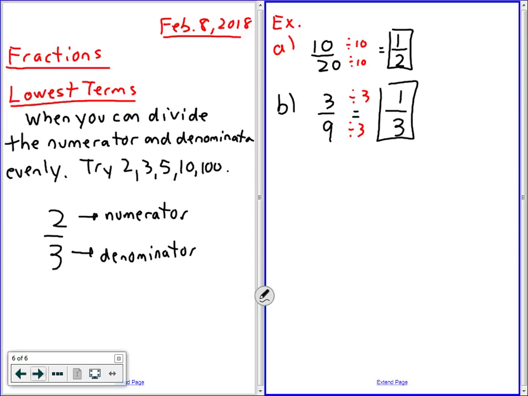I'll show you another one, Mrs. Moore. Do you think we're okay? Maybe one more? Yeah, I could do that. Let's do one with the letter C here. Maybe do one that they have to do in 2 steps.